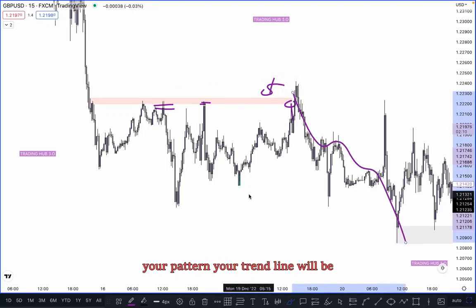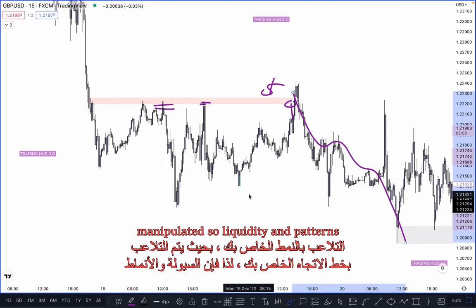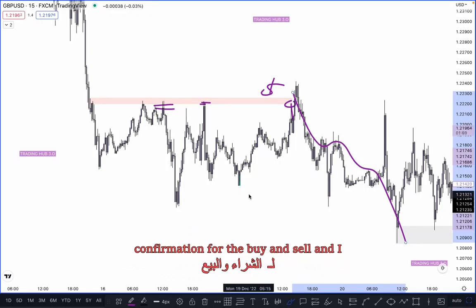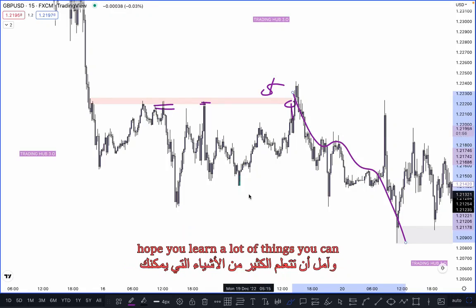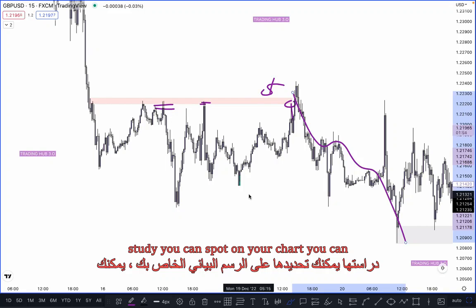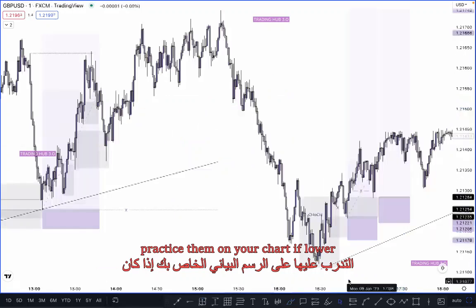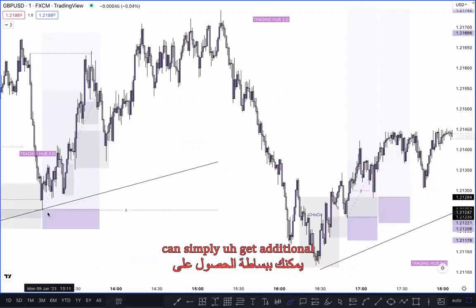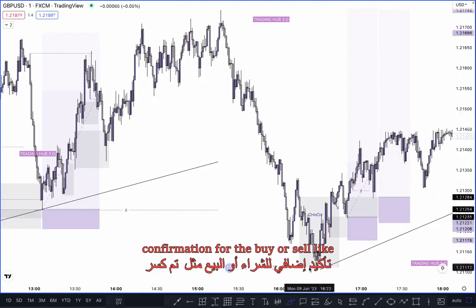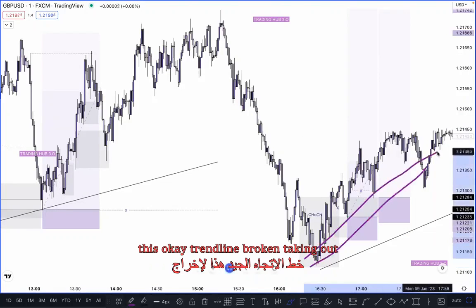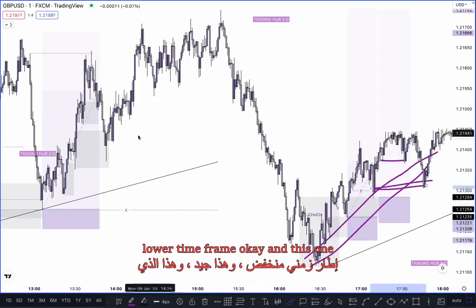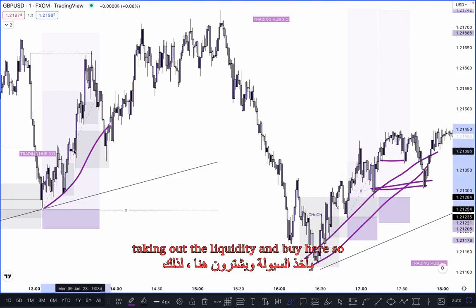Your pattern and your trend line will be manipulated. So liquidity and patterns act as additional confirmation for the buy and sell. I hope you learn a lot of things. You can study, spot them on your chart, and practice them on your chart. If the lower time frame takes out the liquidity, you can simply get additional confirmation for the buy or sell like this. The trend line broke and took out the inducement, you can buy here on a lower time frame. And this one took out the liquidity, and buy here.